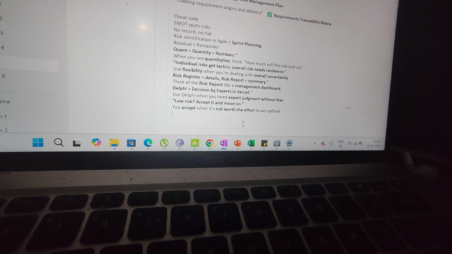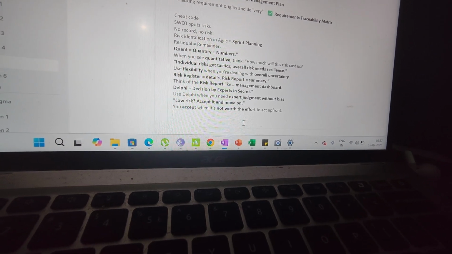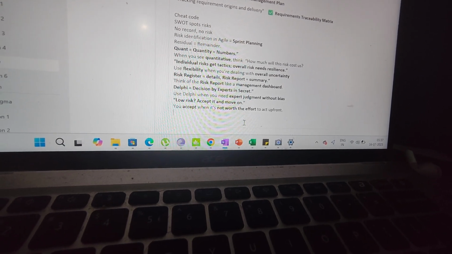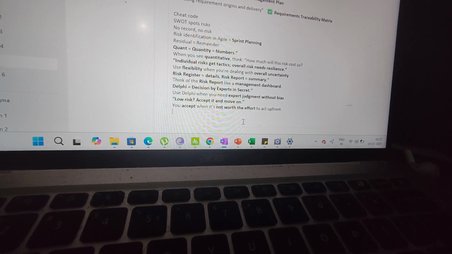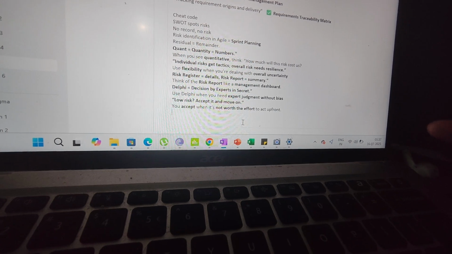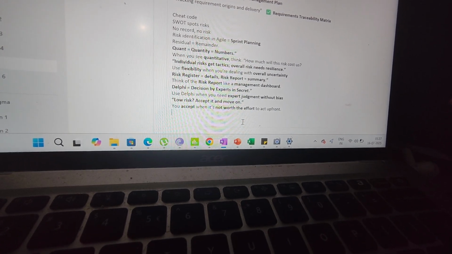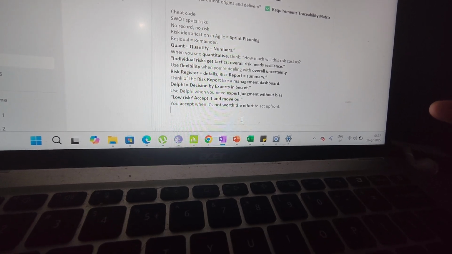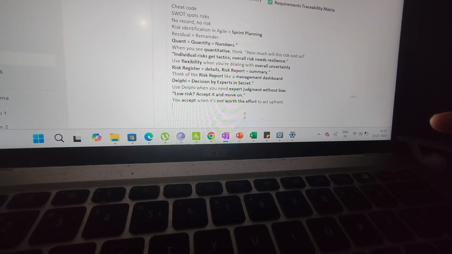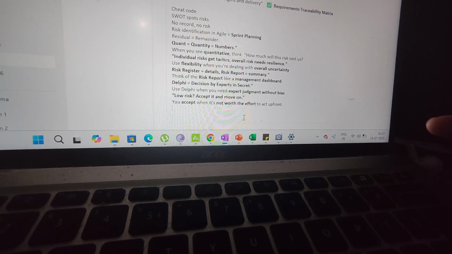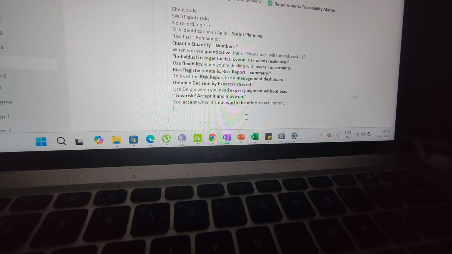Which means that if there is a problem with the overall risk, then we will develop risk resilience. The risk register contains the details, the risk report contains the summary, as I already told you. Think of the risk report like a management dashboard.